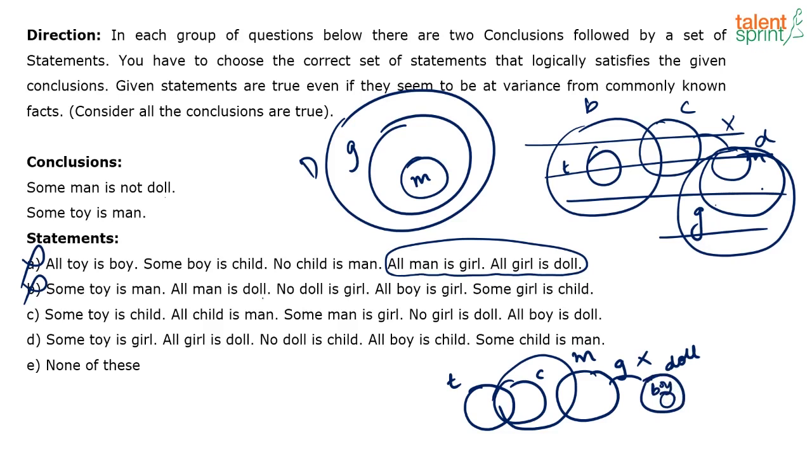Boy is inside. Now, some man is not doll. Yes, definitely the man who are girls, right? There is an intersection between man and girls. The man who are girls, they cannot be dolls, because here girls and dolls are disjoint, correct? No girl is a doll they have given. So definitely this conclusion is followed. Next one, some toy is man. Yes, that is also being followed. So both the conclusions are following here. So the correct answer that we are looking at is option C.